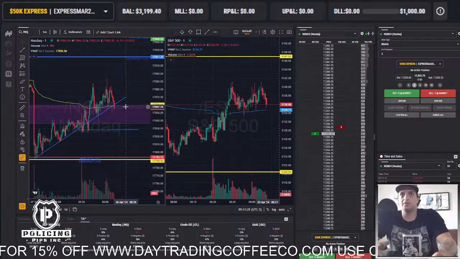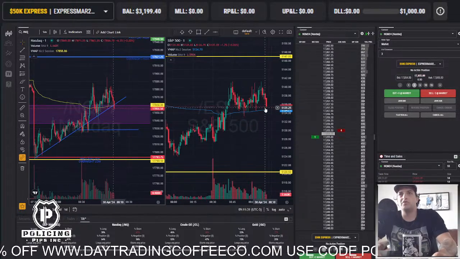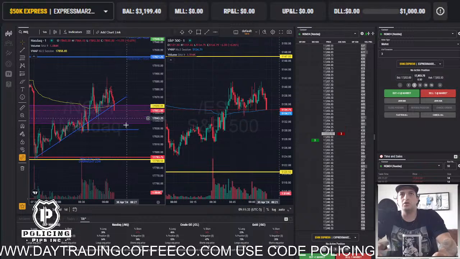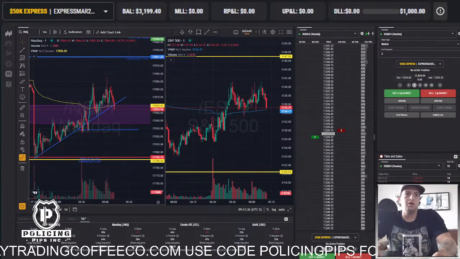That's a nice little break. VWAP broke. S&Ps is still holding above VWAP. If S&Ps gets through this VWAP here, then you could expect some flushing here.